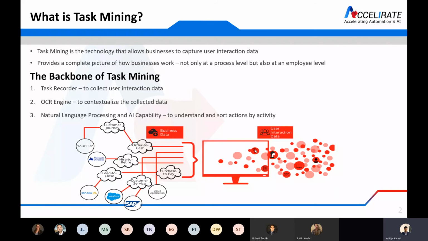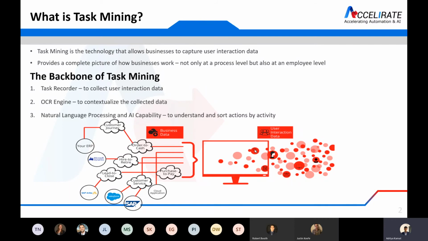The other source of data is user interaction data. This is everything that people do in between the business data logs to make it actually happen. For example, filling out the purchase order, checking if the amounts are correct, matching receipts to invoices, or even doing accounting research. Task mining is the technology that allows businesses to capture the user interaction data so they can analyze how their people are getting work done and understand how they can do it even better.